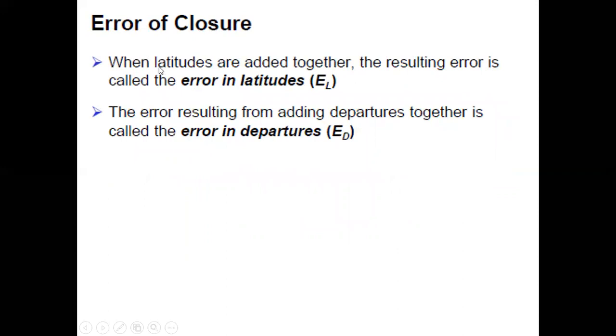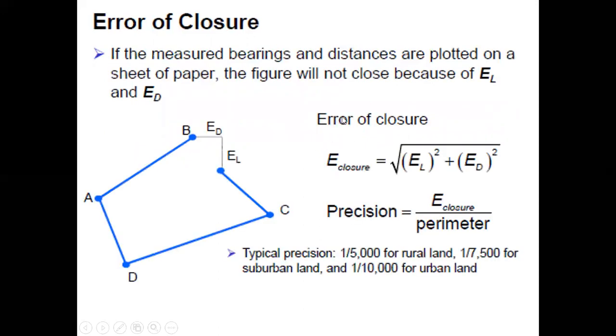Error of closure. When the latitudes are added together, the resulting error is considered as the error in latitude, or E sub L. And the error resulting from adding departures together is called the error in the departure, or E sub D. If the measured bearings and distances are plotted on a sheet of paper, the figure will not close because of the presence of E sub L and E sub D. To determine the magnitude of the error of closure, we can use this formula, the square root of E sub L squared plus E sub D squared.